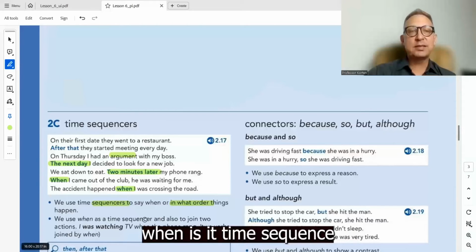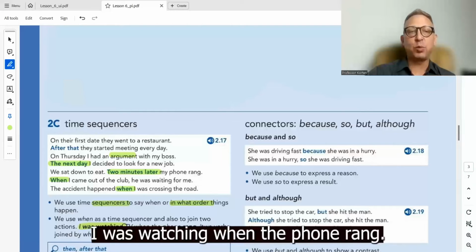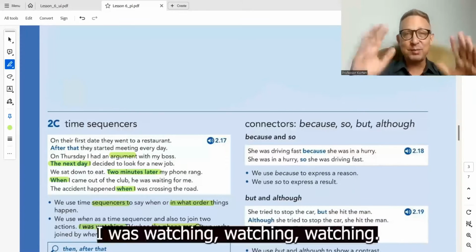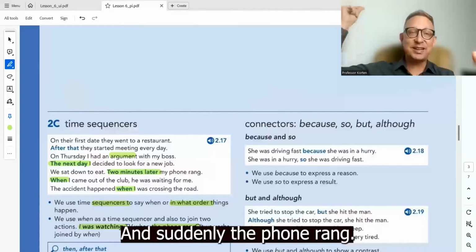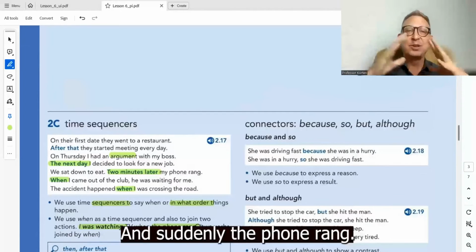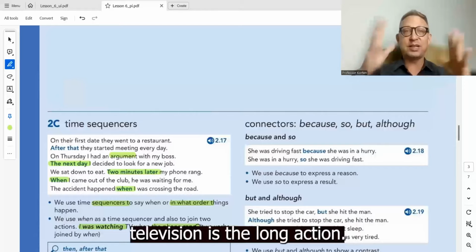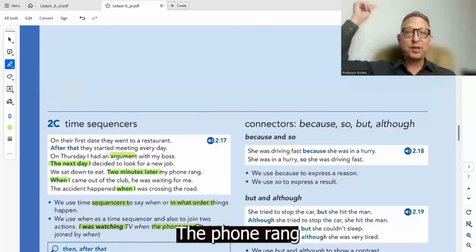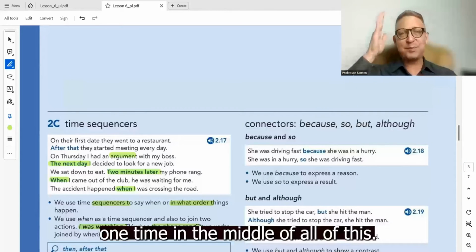We use when as a time sequencer and also to join two actions. I was watching when the phone rang. So I was watching, and suddenly the phone rang. So watching television is the long action. The phone rang one time in the middle of all of this.